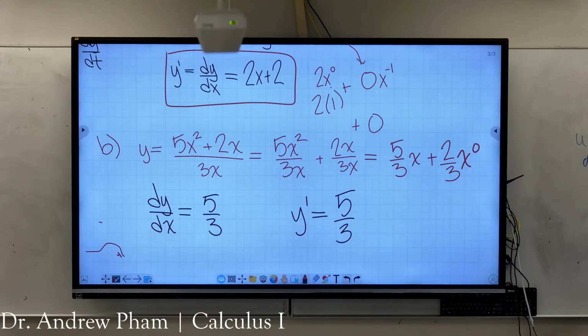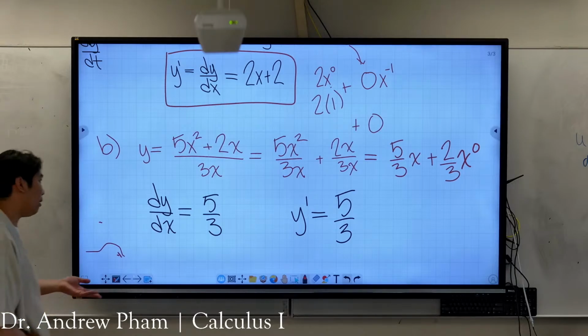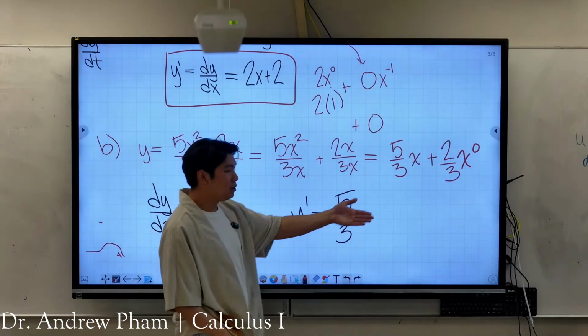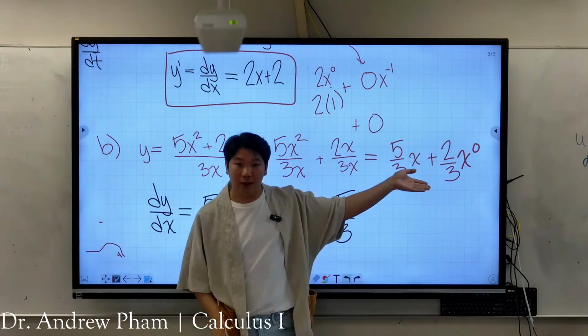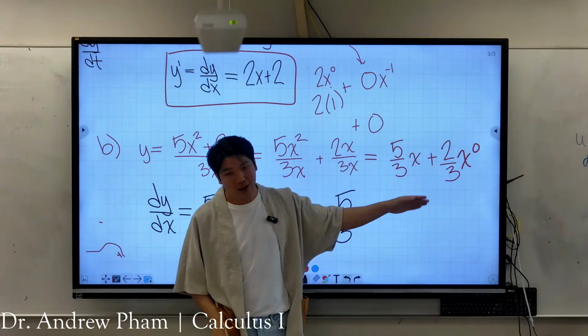What is the derivative of a constant? 0. So if I'm ever taking the derivative of something that's just a plain number, there's no x's, the derivative is always 0. So you can also use that idea. 2/3, that's a constant, it has no x's, that are really important. The derivative is 0.